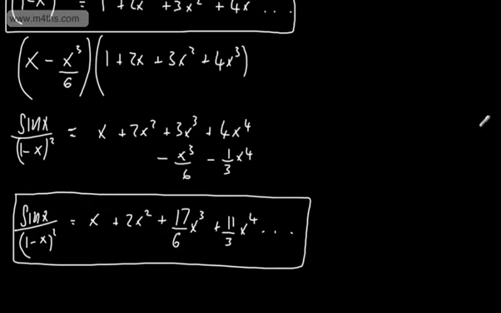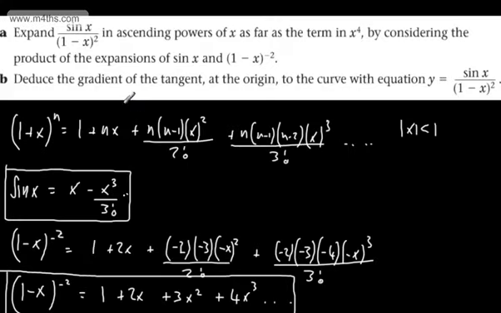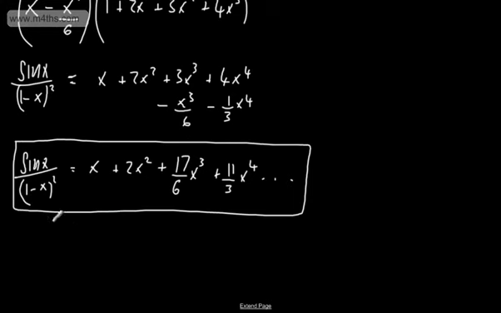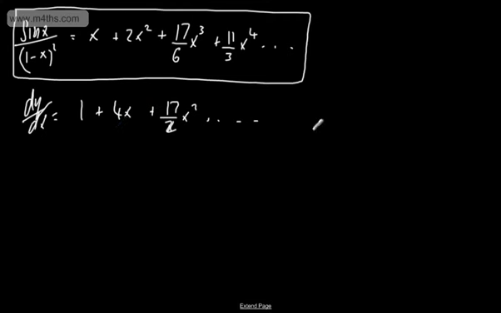Okay, next part, what do we need to do? We need to deduce the gradient of the tangent at the origin to the curve. So what we want then is the derivative. Remember, they're stating that this is y, so we're saying y is equal to this. So dy by dx, the derivative, is simply going to give us 1 plus 4x plus 17 over 2 x squared. Anything beyond that is just taking higher derivatives, and consider that we are looking at x equal to 0 to evaluate our gradient. So all of these terms are just going to be 0.